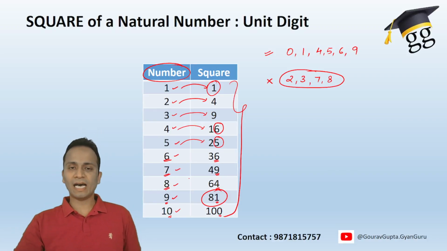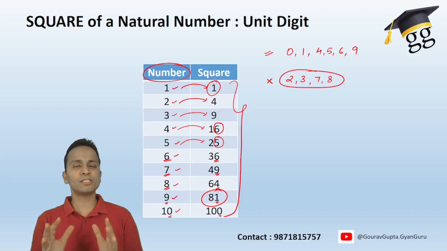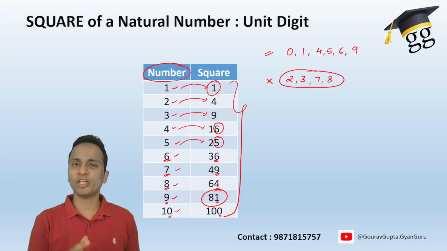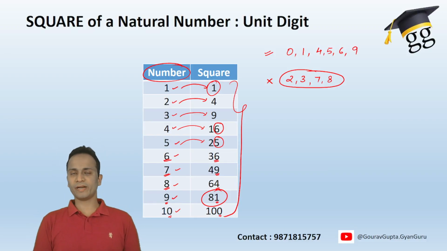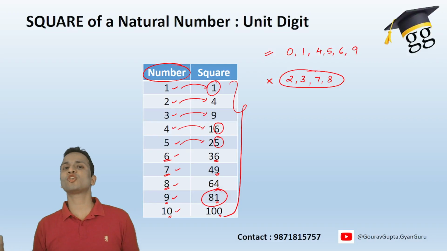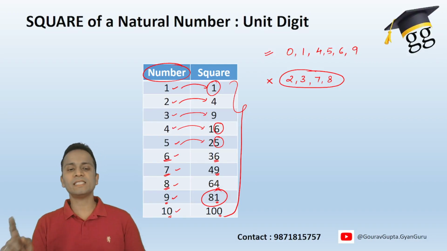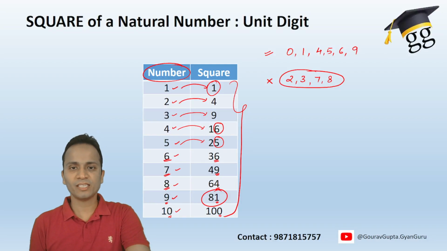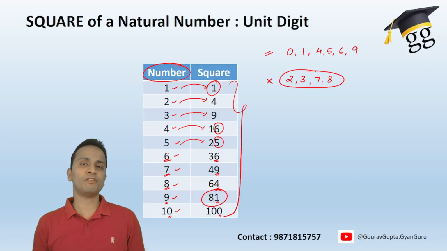Now, since the unit digits will keep on repeating, I can say that this property can be used as a general property related to the unit digit of a perfect square. So here we have learned that a perfect square may end with 0, 1, 4, 5, 6 or 9. A perfect square will never end with 2, 3, 7 or 8. So this is about the property related to the unit digit of a perfect square.